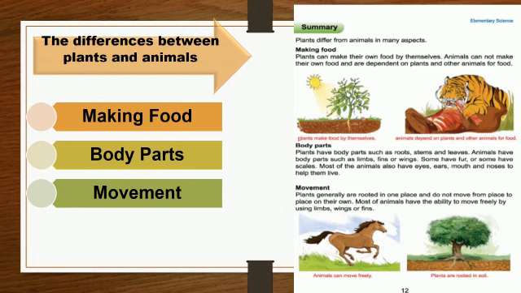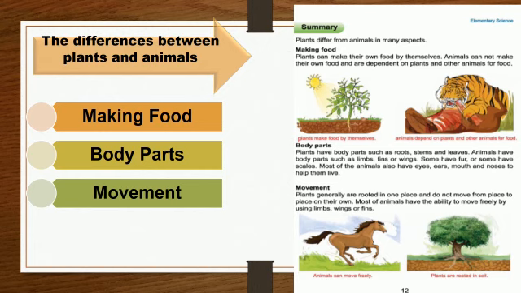On the next page, we can see a point about how plants differ from animals in many aspects. So on this page, we are going to learn how plants differ from animals. Here are 3 points: making food, body parts, and movement. Making food. Plants can make their own food by themselves. Animals cannot make their own food and are dependent on plants and other animals for food.